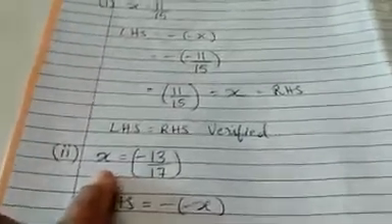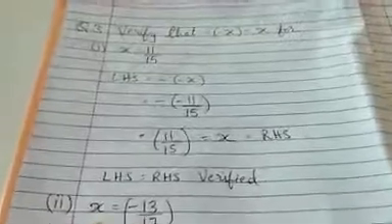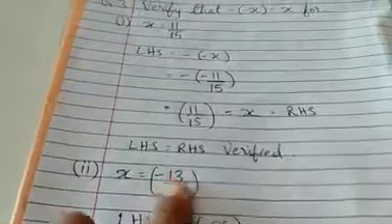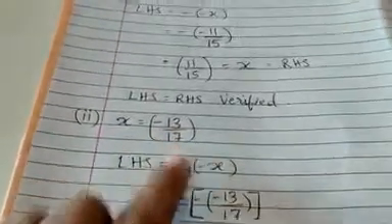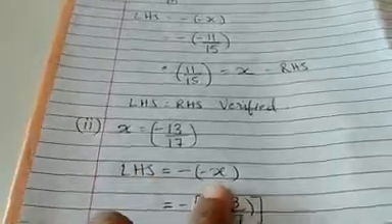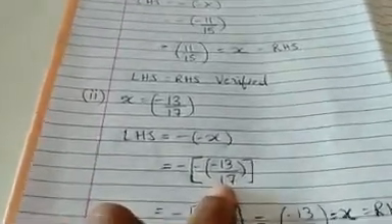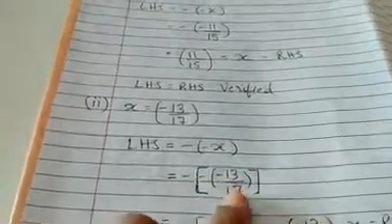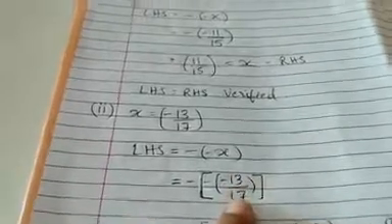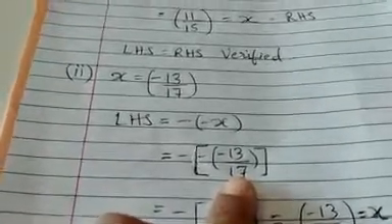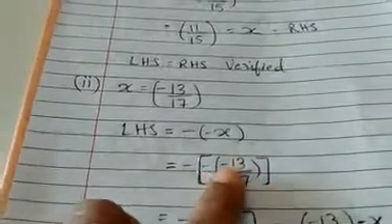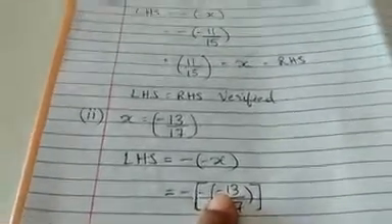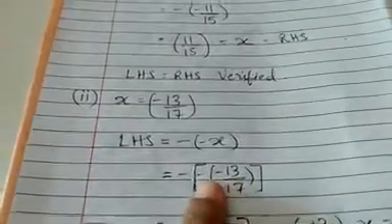Now, the second sum of question number 3. Here, same thing, verify minus of minus x is equal to x, but with the value of x minus 13 by 17. Same way, LHS is equal to minus of minus x. Substitute the value of x. So, minus of minus, and the value of x itself is negative. So, minus 13 by 17. How many negative signs can you see? 1, 2, 3. Okay. So, as per the BODMAS rule, we will solve the bracket first.